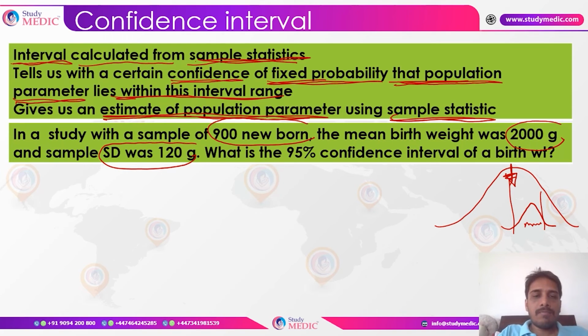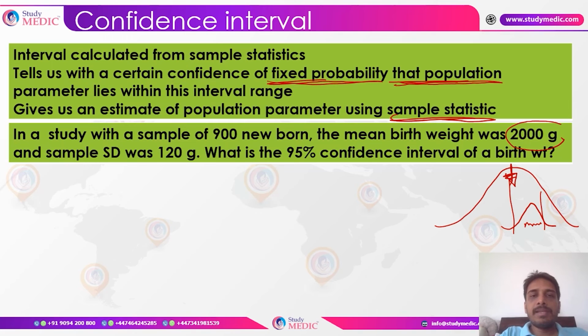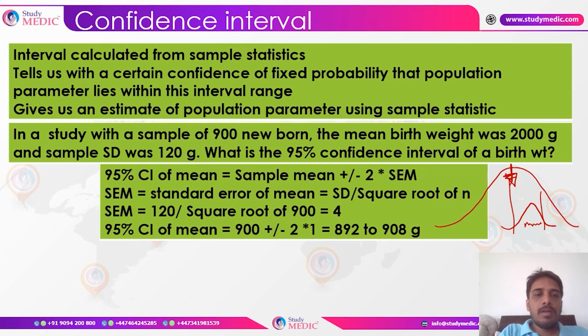So what is the confidence interval for this? So now we will see what are the formula to calculate. We can also know that confidence interval can not only be calculated for mean but also for other different estimates. Confidence interval of mean is calculated as sample mean plus or minus 2 standard error of mean. What is the standard error of mean? It is the variation in all probable sample means. Okay, and it is calculated as standard error of mean is equal to sample standard deviation divided by square root of total number of sample size.